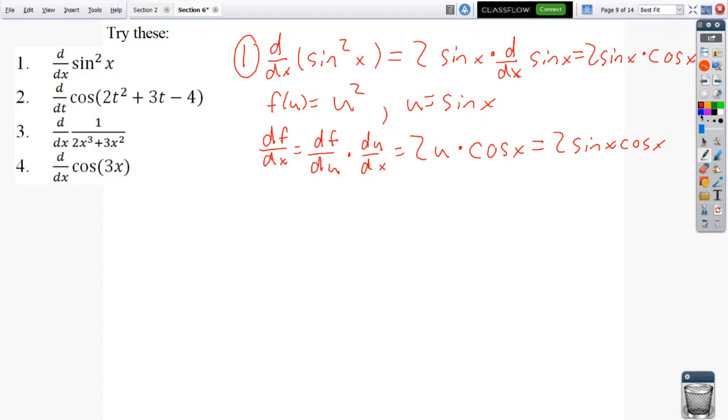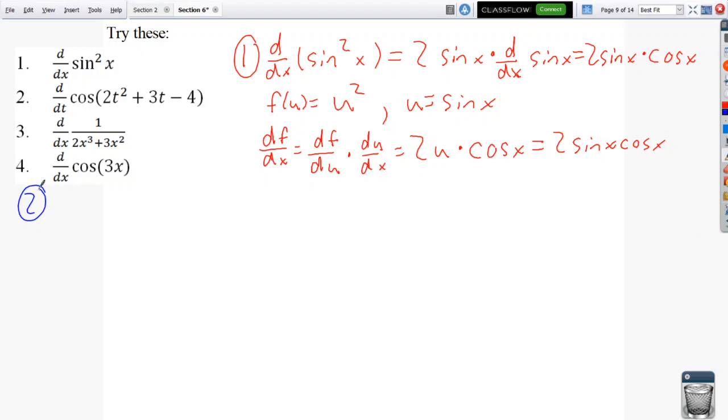I'm going to do it in blue just to keep it separated. And to mix things up a little bit, I'm going to switch the order in which I do these. I'm going to do the f of u and the u first, and then I'm going to do the outside in, to try to really drive that home. So the first way that I look at this, I can see that f of u, the function that has another function plugged into it, is going to be cosine of u. Where u, what's being plugged into the cosine, is 2t squared plus 3t minus 4.